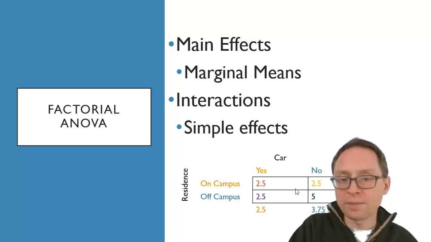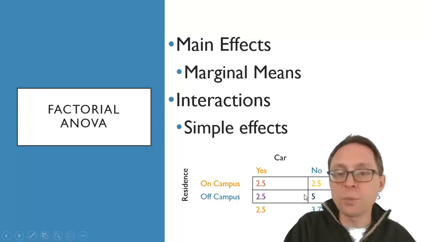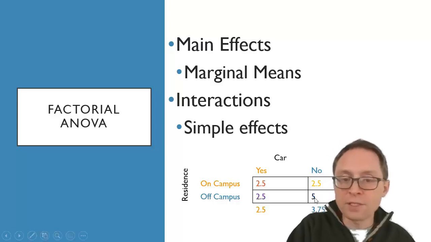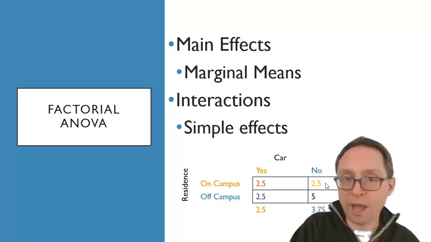However, in here, these that are in the table, these are the interaction terms. And the difference between them is what we call a simple effect. So for example, this off campus with no car, the average is 5. On campus with no car is 2.5. Comparing the combination of those two, comparing 5 to 2.5 right there, that would be a simple effect.